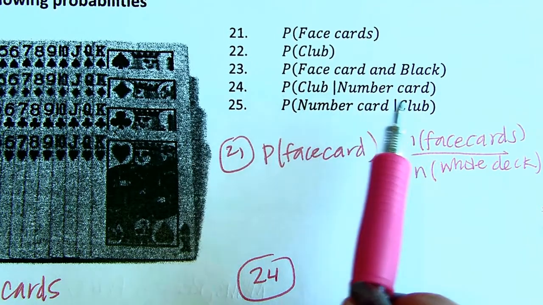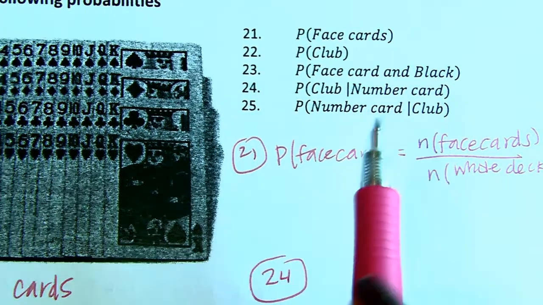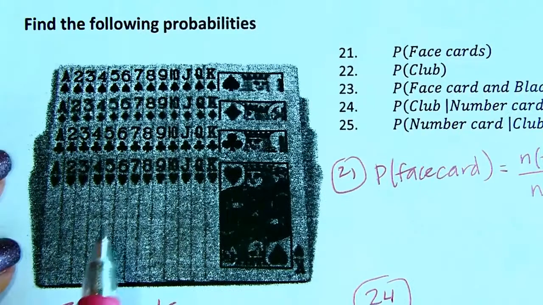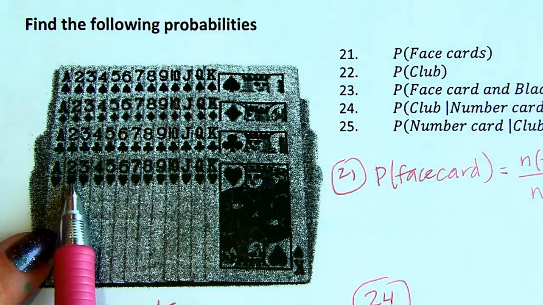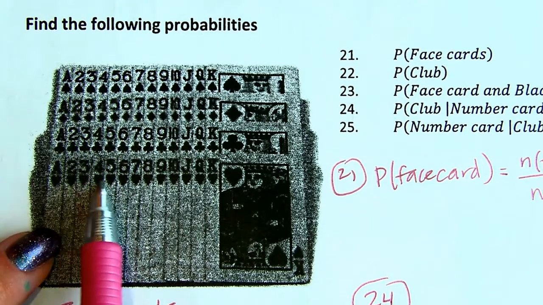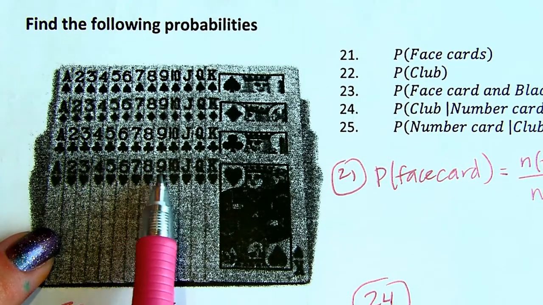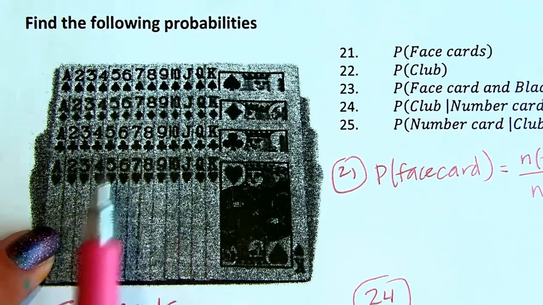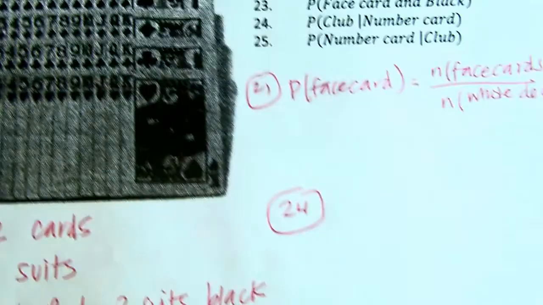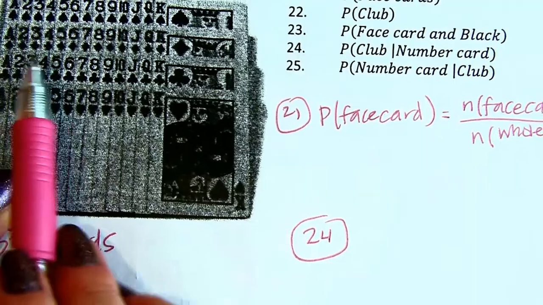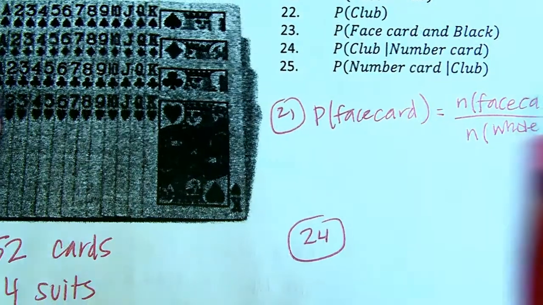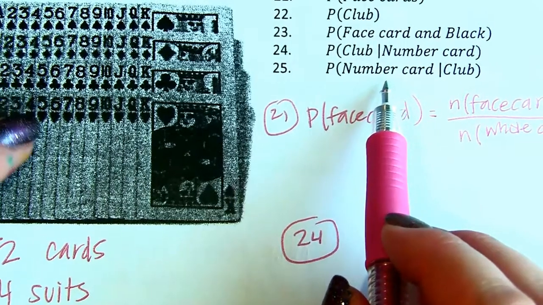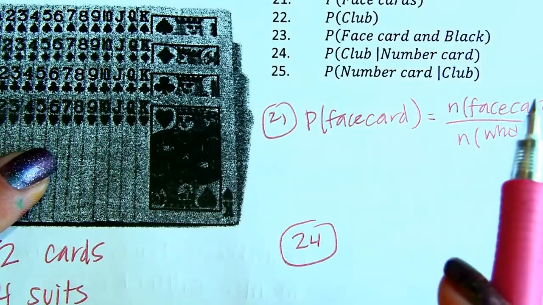Number 24 is conditional probability: the probability that you pick a club given that you're picking a number card. So the number cards are just the cards that have a number on them. So 2, 3, 4, 5, 6, 7, 8, 9, 10. There's 9 of those. 9 number cards. But there's 9 of each kind. So 9 plus 9 plus 9 plus 9: 9, 18, 27, 36. There are 36 number cards.